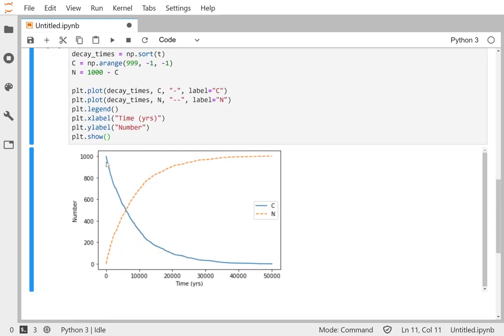Here's our graph. The carbon decreases exponentially. Meanwhile, the nitrogen is rising. For every carbon lost, we get a new nitrogen. We can see that this graph is wiggly. This is not a theoretical curve, although for the problem we did here, you can calculate theoretically how many carbon there is as a function of time.